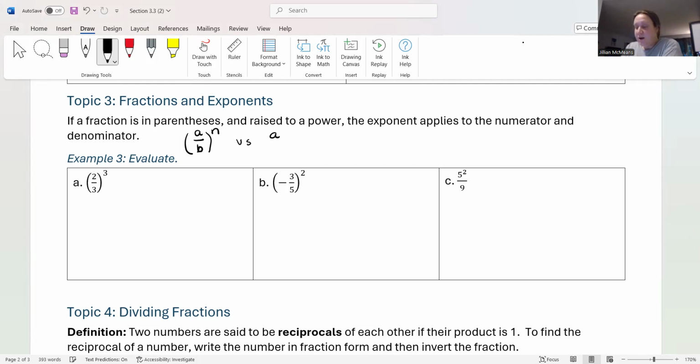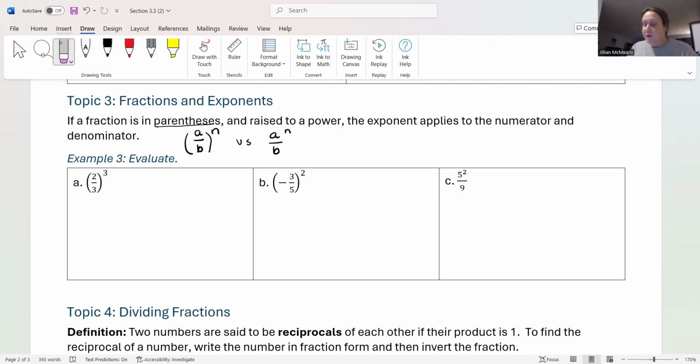Versus if we just had a fraction like this with an exponent of n, in this case, without those parentheses, that exponent of n is really only attached to the numerator, not the denominator. So for what I'm going to show you in example 3, you really do need parentheses with that exponent on the outside. Okay? So for example 3, the directions just say evaluate.